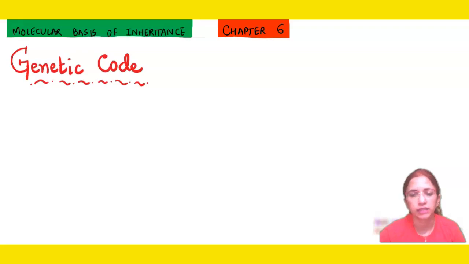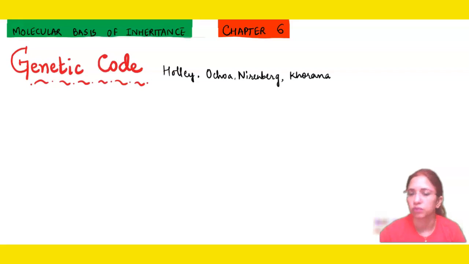In today's class, we will be studying about genetic code. There are various scientists associated with the discovery of the genetic code. To name a few, they are Holley, Khorana, Nirenberg, and of course an Indian scientist, Har Gobind Khorana. All these scientists were awarded the Nobel Prize for the discovery of the genetic code.